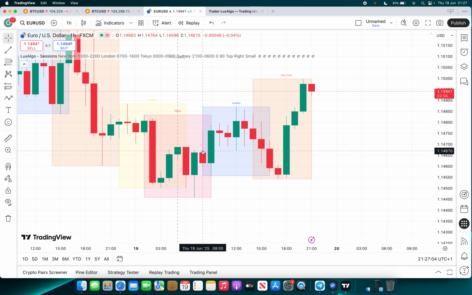So within this time frame, we say it is the closing period for the Asia session, and it is the opening period for the London session. So between 8 a.m. and 9 a.m. Nigerian time is not a good time to trade.